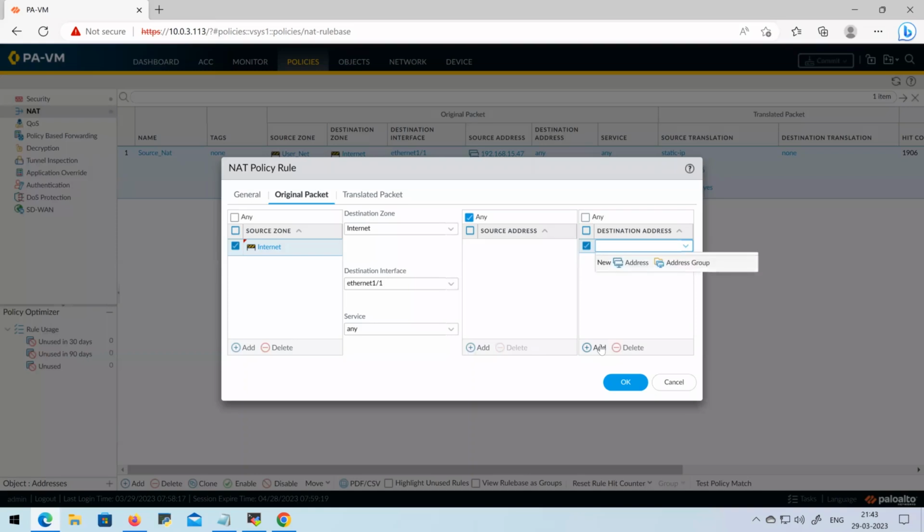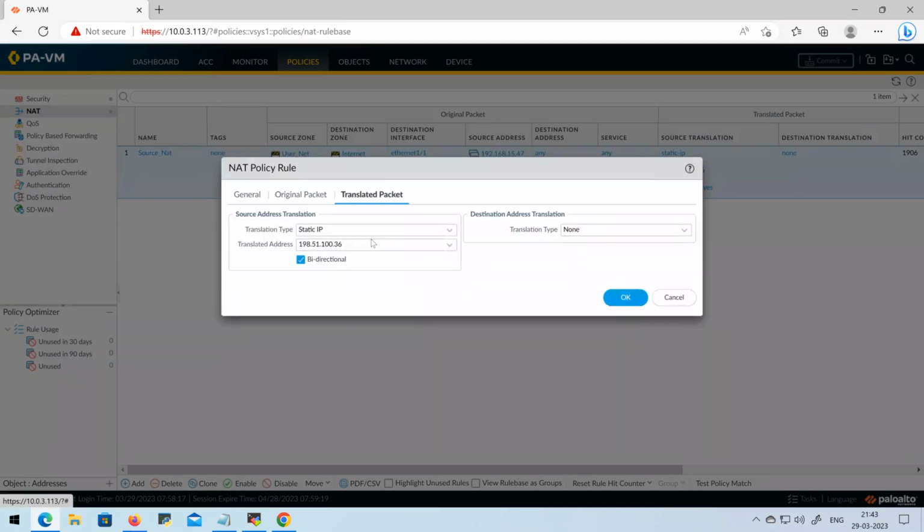What will be the destination address? 198.51.100.1. Or let's take the interface one. 198.51.100.22.